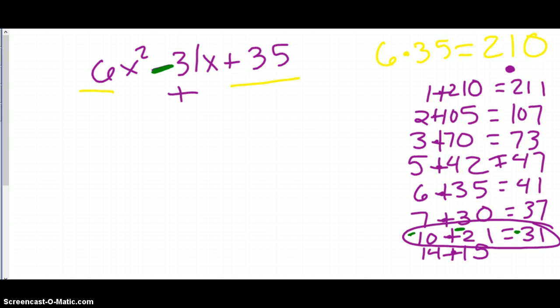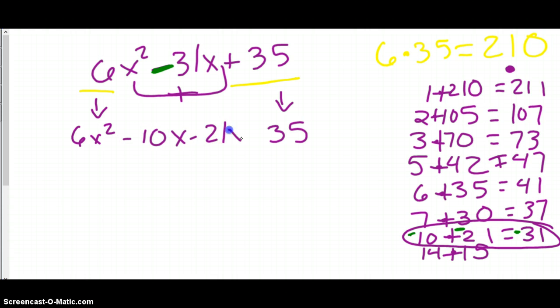So now we're going to do the same process we saw in the first problem. We're going to bring down the 6x squared. We're going to bring down the 35. But instead of writing negative 31x, we're going to rewrite it as negative 10x minus 21x. And now we're going to look at the first two terms and the last two terms.